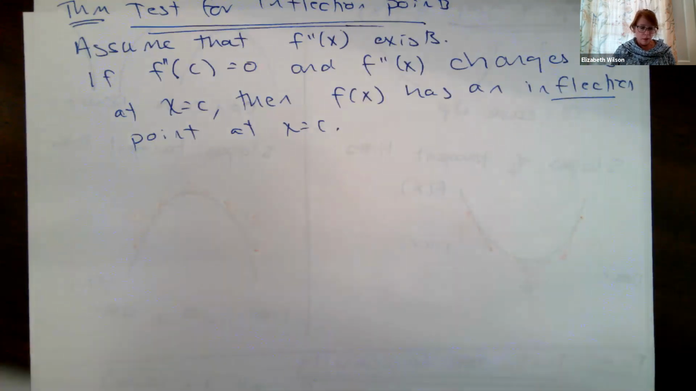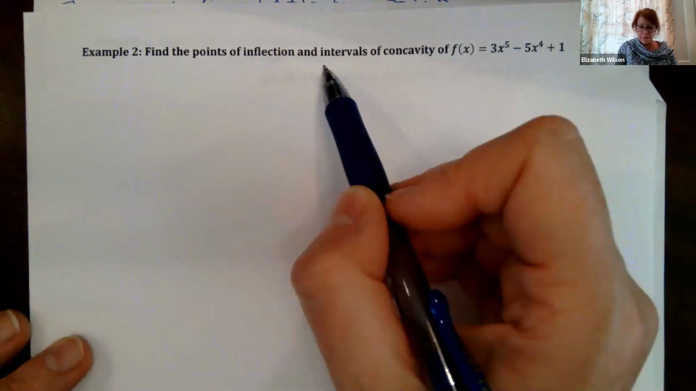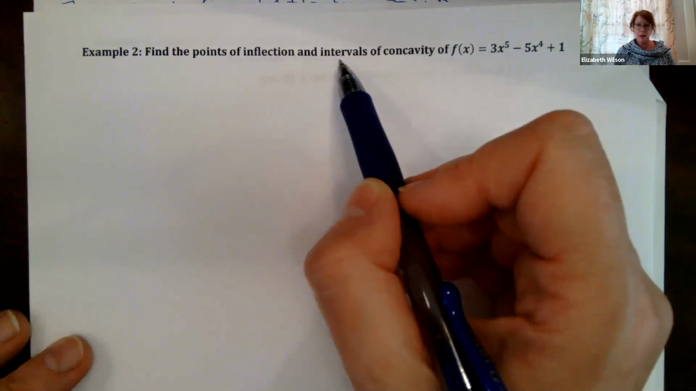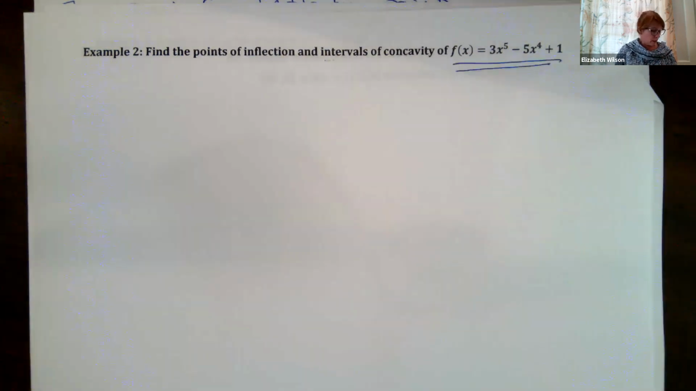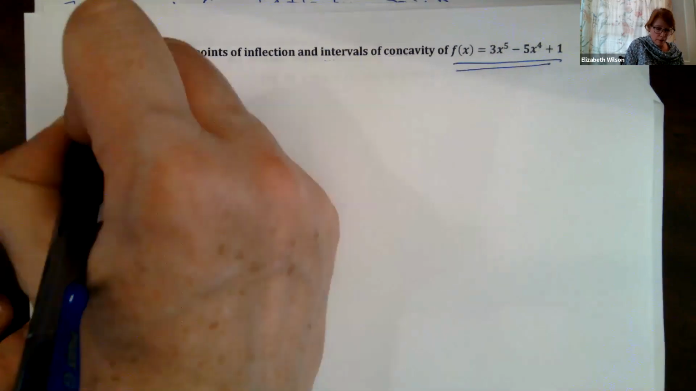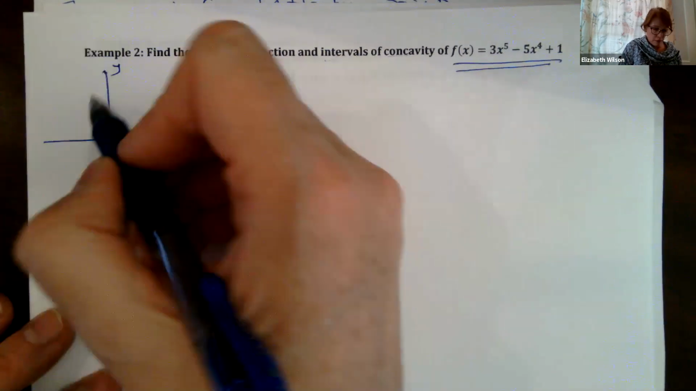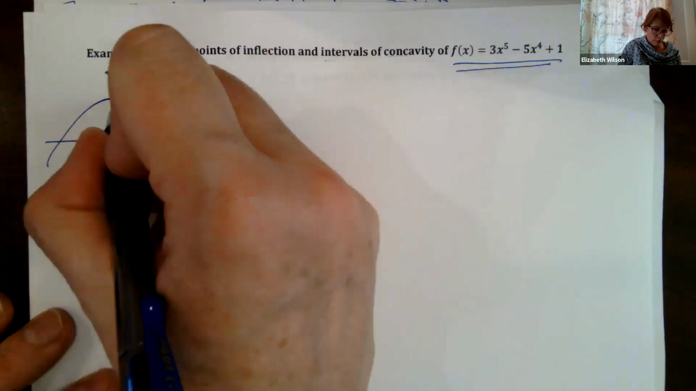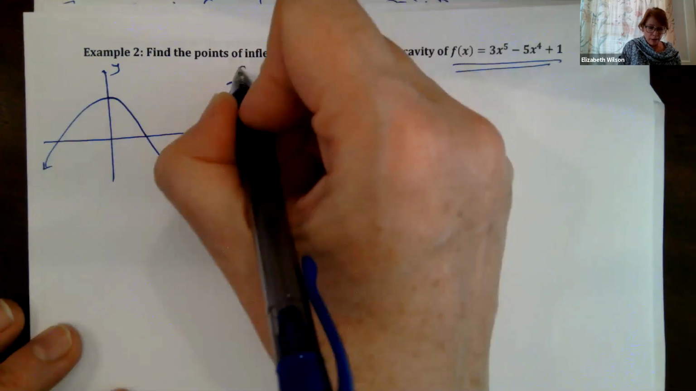Okay. So this says find the points of inflection and intervals of concavity of this function right here: 3x to the 5th minus 5x to the 4th plus 1. Like I say, I like to graph things out just to see. We're not graded on this, so I can just use it to help me picture what I'm trying to do. Okay, so there's my function, f of x.